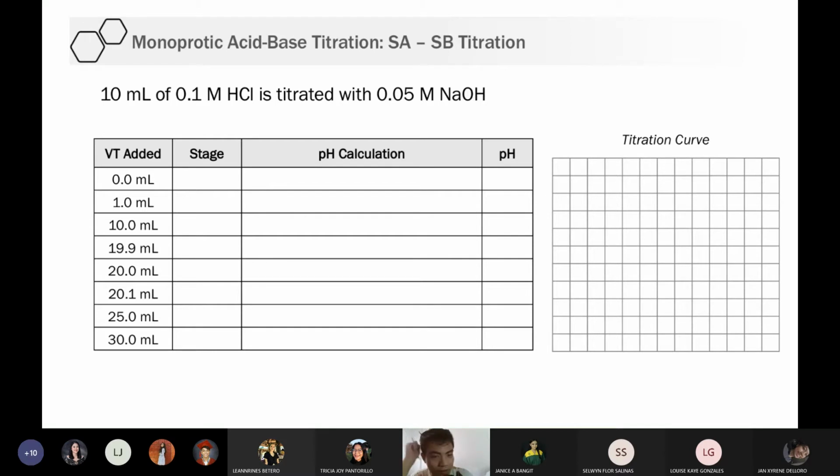Ano una kong gagawin? Kunwari, ako kayo. Tapos nakita ko to. Sabi ko, ano to? Napahirapan na naman kami ni Sir. Di ba? So, ano una niyong gagawin? You identify first if that is a strong acid, strong base titration. Yung unang sinabi, ito yung analyte. Ito yung titrant, yung sumunod. Always ganun, ha?